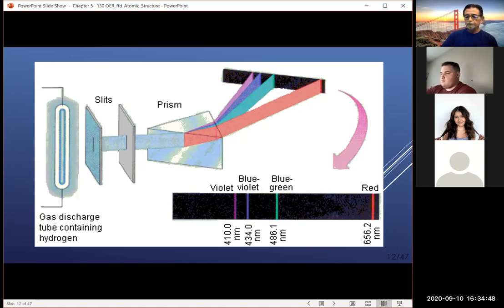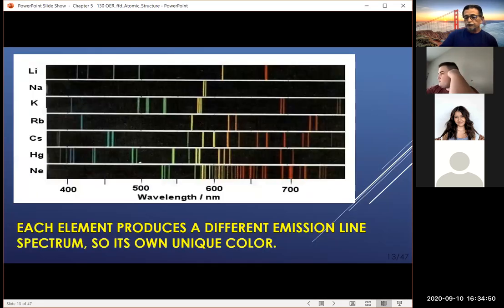A specific wavelength. Now, if you do this to a variety of different elements, in this example, you've got lithium down to sodium, potassium, rubidium, cesium, and mercury, and neon, all of them have their own little fingerprint. So we can use this, for example, to identify what element we're looking at. It's a very good fingerprint to find elements wherever we need to look for them. So it's very unique colors, very specific for the element.